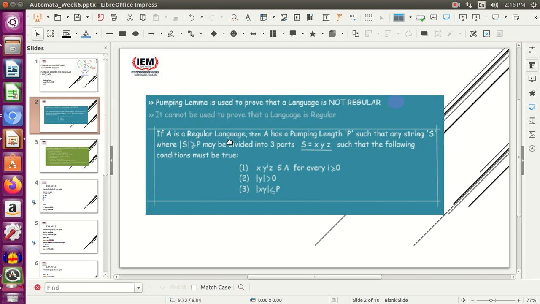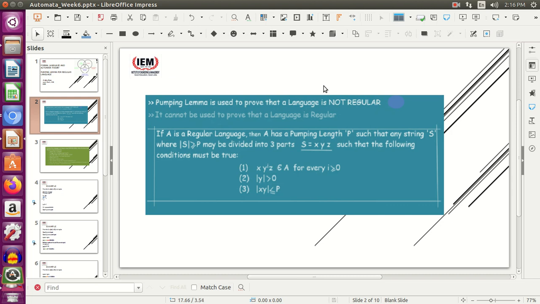So if A is a regular language, then again we have a pumping length. The first step is that we decide a pumping length P such that any string of that language having length P or greater can be divided into three parts, and then these three conditions corresponding to that particular string of the language A must be satisfied. If all these conditions are satisfied, then only we can say it is regular, otherwise it is not regular.